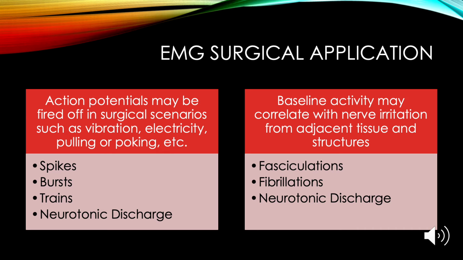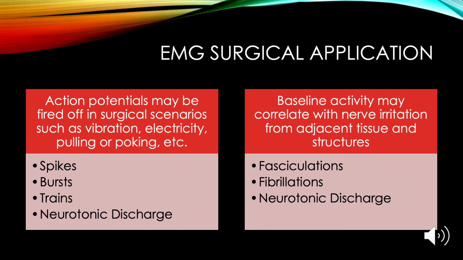So the EMG surgical application is that action potentials might be fired off in surgical scenarios such as vibration, electricity, pulling, poking, and etc., and can be manifested as spikes, burst trains, and neurotonic discharge. Now I'll quickly go over these. Spikes are single, biphasic, or triphasic spikes. There are these types, and they're generally caused by an instrument touching the nerve root and is usually not very concerning. Bursts are identified as transient complex EMG and must be reported immediately.